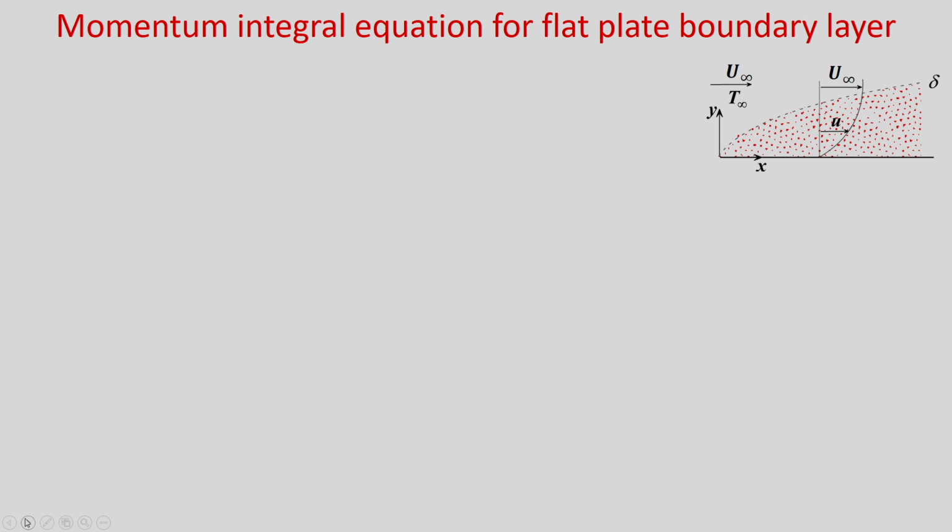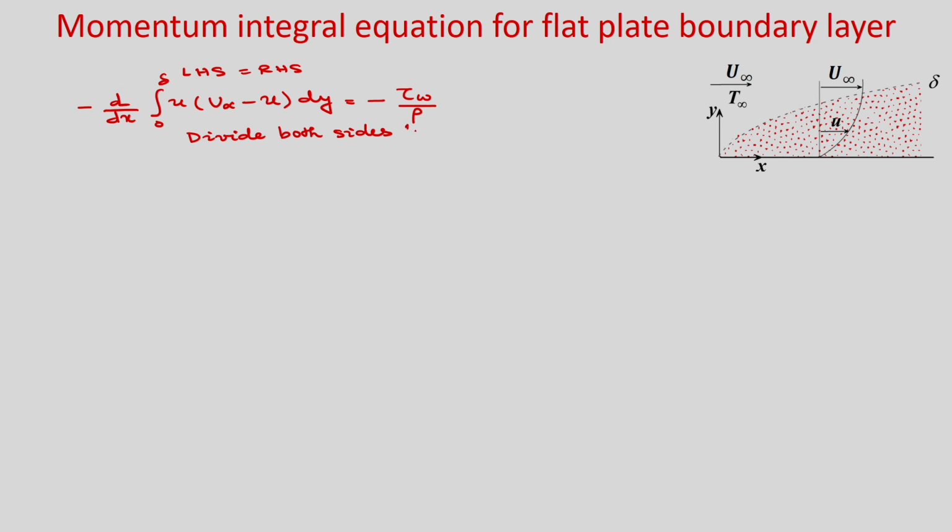So, what we are going to get? If you put left hand side is equal to right hand side, we will get minus d of dx 0 to delta u infinity minus u dy is equal to minus tau w by rho. Okay. So, you divide both sides by u infinity square. And this minus and the right hand side minus will cancel.